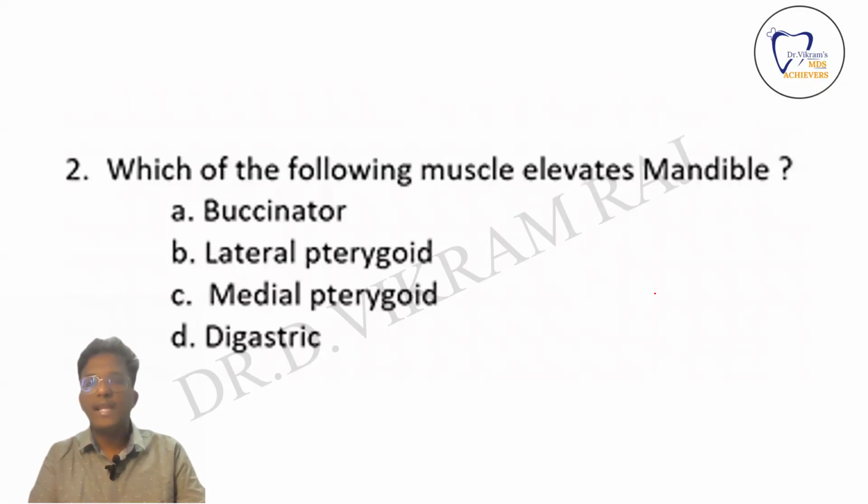Which of the following muscles elevates the mandible? That is buccinator, lateral pterygoid, medial pterygoid, or digastric muscle. Which is the muscle that is going to elevate the mandible, that is, closing of the mouth? It is caused by which muscle? It's option C, that is medial pterygoid, which is supposed to cause the closing of the mandible.